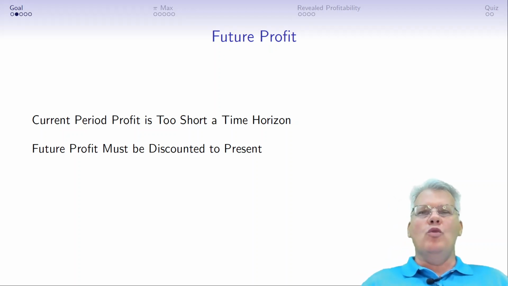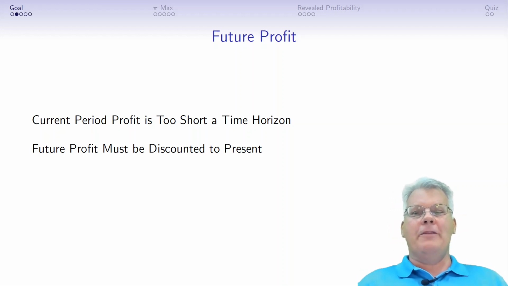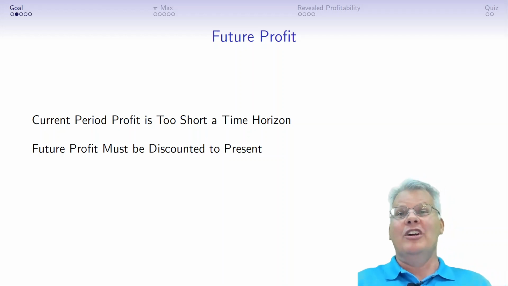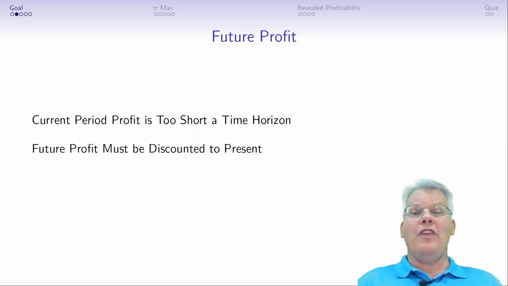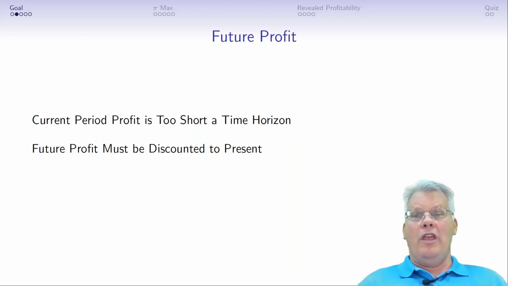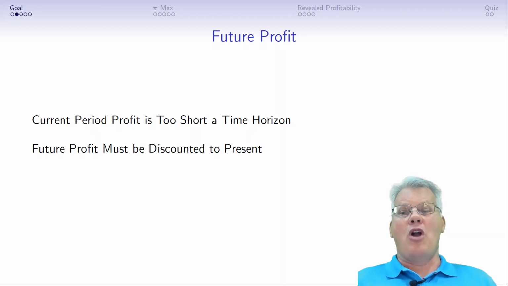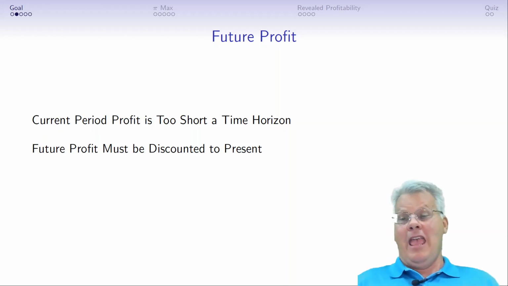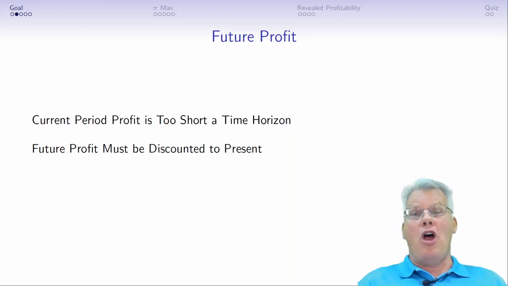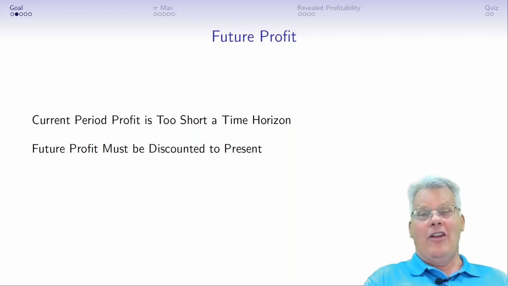Now, you could argue quite reasonably that the current period profit is actually too short a time horizon. Firms, when they consider how much capital to invest, in particular since capital is a durable good, do think about future profit. So if we also want to consider future profit in addition to current profit, future profit has to be discounted to the present. And another problem is that future profit is unknown. The future technically is unknown, so we must have both an expectation of future profit and a discounting of it into the present.